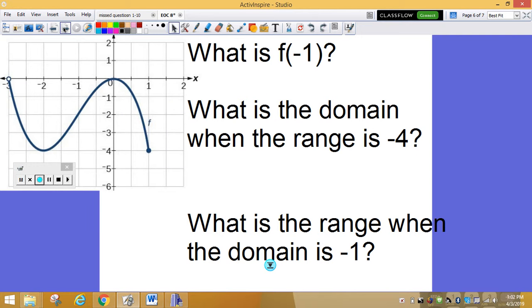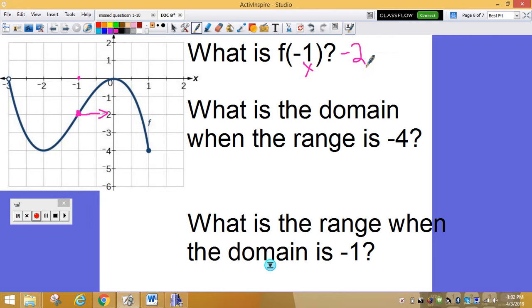Okay, sometimes they'll give you a graph and they'll want you to figure stuff out. So let me show you how to do this. If it says find f of negative 1, that means what's in here is your x. So I'm going to go to negative 1, which is right here, and the graph touches right here, which is where? At negative 2. So f of negative 1 is negative 2.